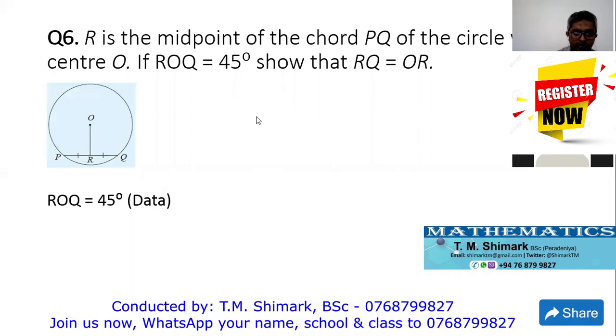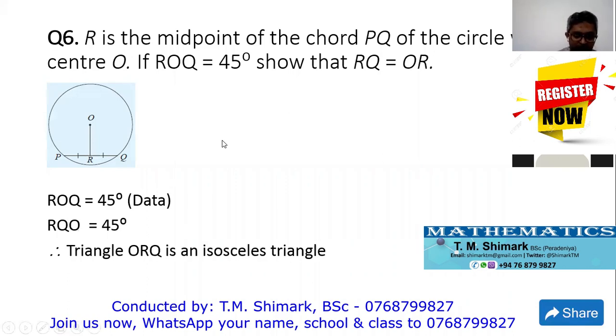Okay, RQO equals 45 is the important thing that we have found out. ROQ, I have a story about ROQ. ROQ means you will find in industries requests, right? Request to court, a lot of times you can see this ROQ. Okay, the triangle RQ is an isosceles triangle, so therefore RQ and OR are going to be equal, right?